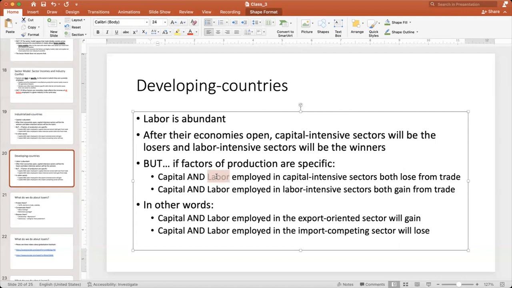Engineers, computer engineers, economists, I don't know. I have a friend that holds a PhD in robotics. That guy will be in the worst scenario in a developing country. Why? Because he will not be employed to produce avocados. So capital and labor employed in labor-intensive sectors both gain from trade. And again, capital and labor employed in export-oriented sectors, which are the labor-intensive sectors, will gain, and capital and labor employed in import-competing sectors, which are the capital-intensive sectors, will lose.